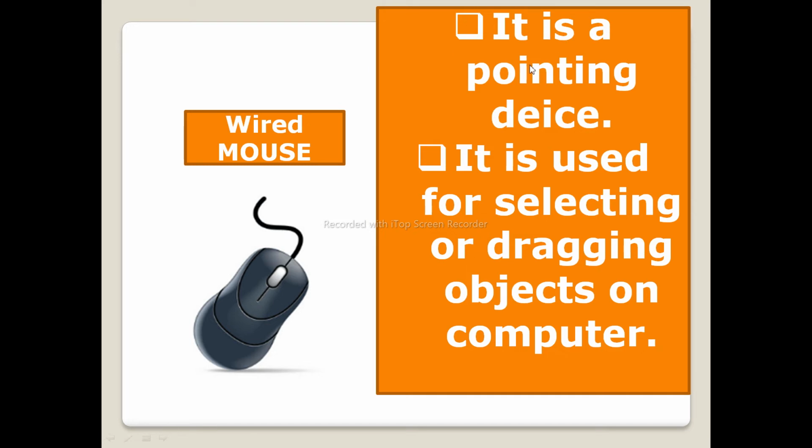So it is a pointing device. Mouse is a pointing device. It is used for selecting or dragging objects on a computer. You can select as well as drag, meaning you can place a thing from one place to another using the mouse pointer.